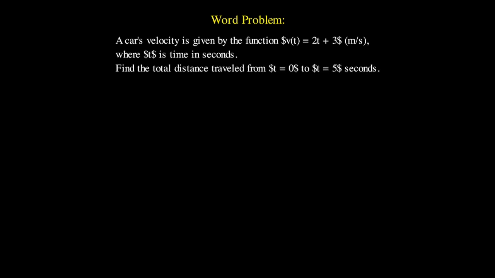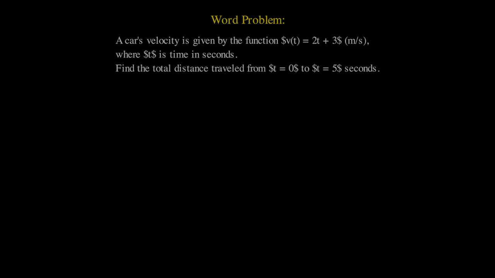Imagine a car is moving along a straight road. Its velocity in meters per second depends on time, t, and is given by the function v of t equals 2t plus 3. Suppose we want to find how far the car travels between t equals 0 seconds and t equals 5 seconds.